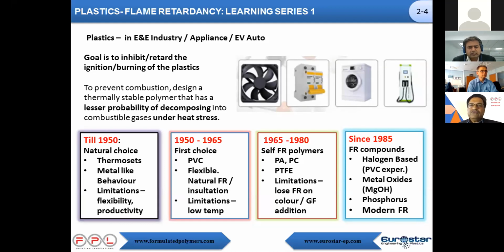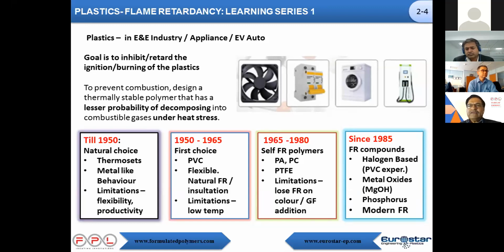So if you look at the history, till the 1950s, natural thermoset was primarily used in electrical parts where current carrying parts were there. They behaved like metal, so people liked it because we were very familiar with metal at that time. So we thought, yeah, thermoset, which is behaving like the metal, was good. There are a lot of limitations. I'm sure those who have worked with thermoset will understand that it is very difficult to produce, a very slow process, productivity is very low, and flexibility is not there in the product. So there are a lot of limitations to the product.